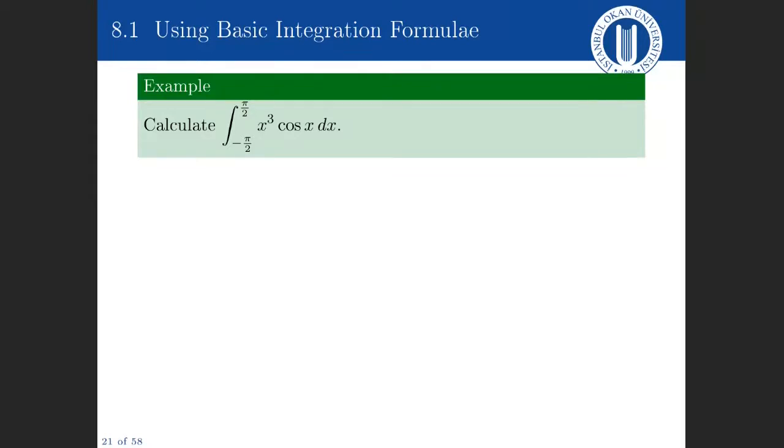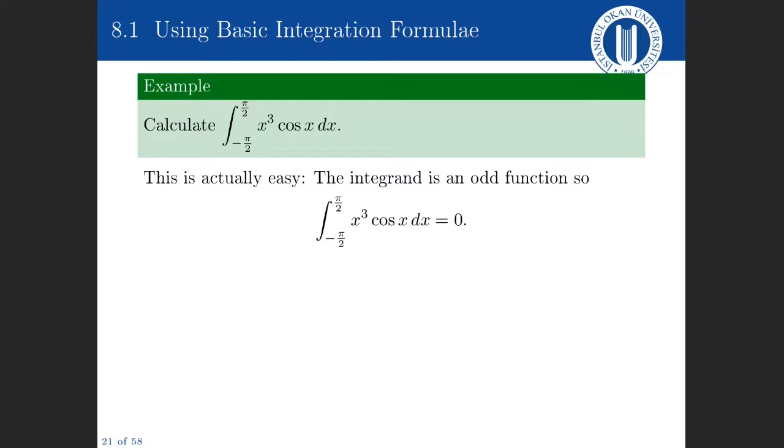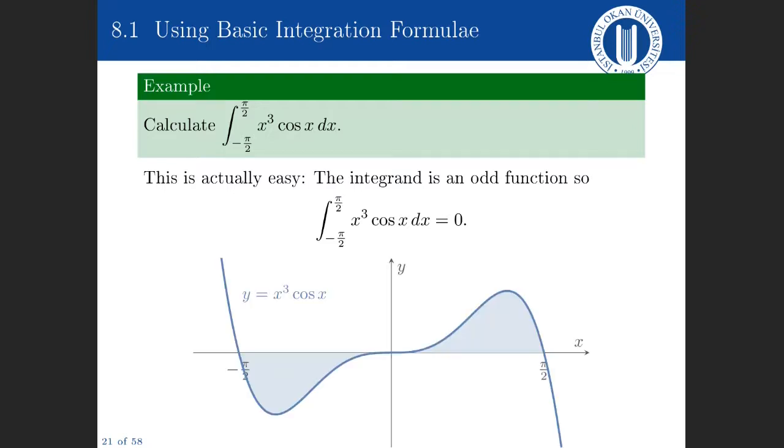Calculate the integral from minus pi over 2 to pi over 2 of x cubed cos x dx. This one's actually easy. This integrand is an odd function. What do we remember from Mathematics 1 when we integrate an odd function between minus a and a? We always get 0. I can show you the graph of this function. We have a positive number and a negative number. Add these together and we get 0.